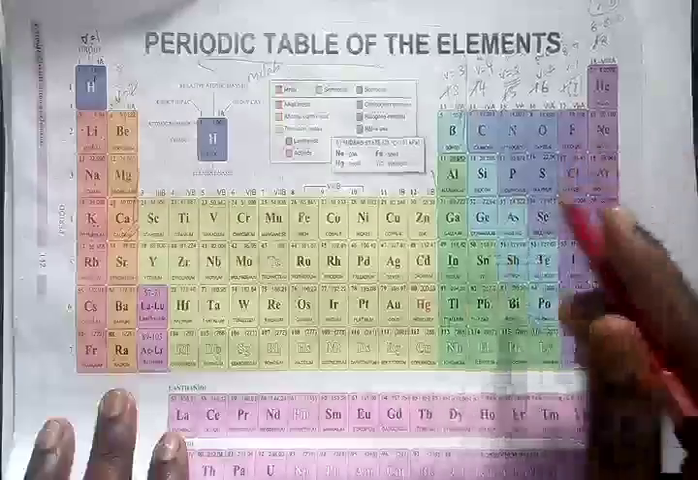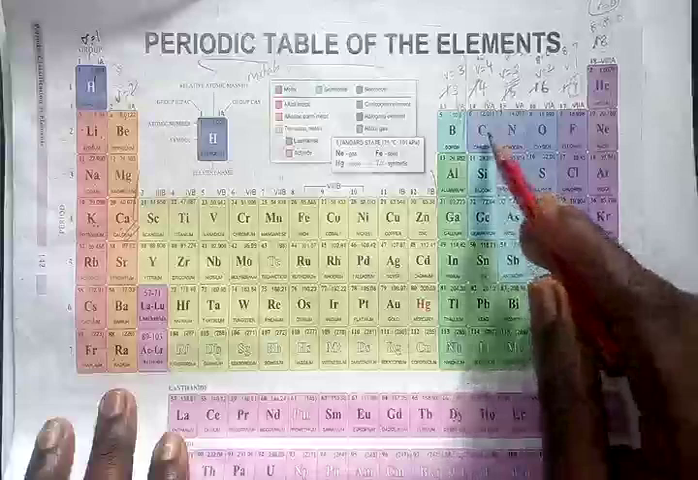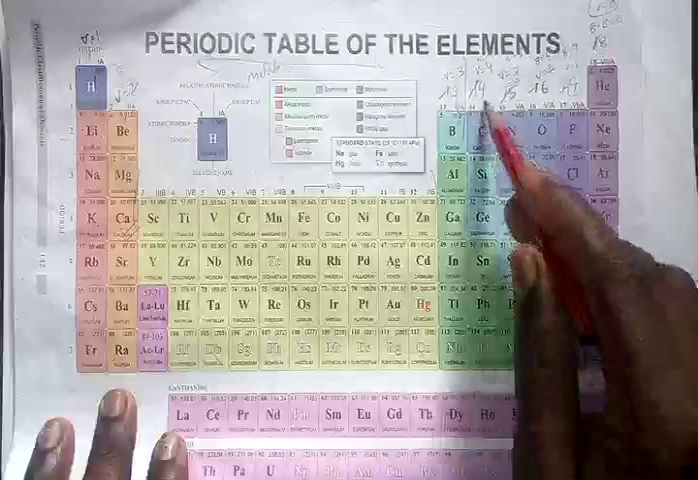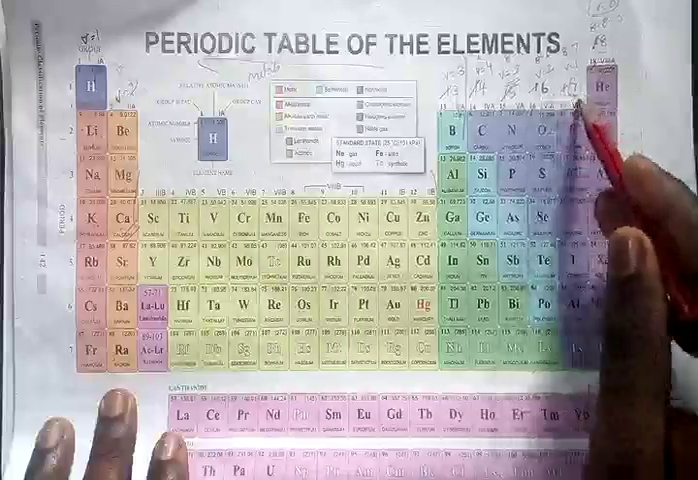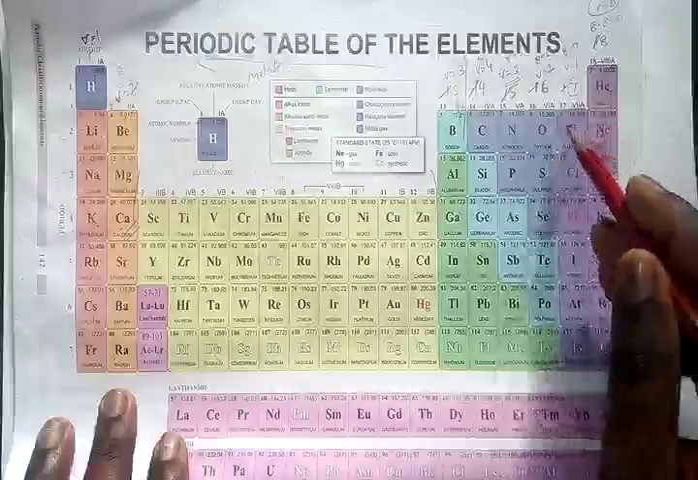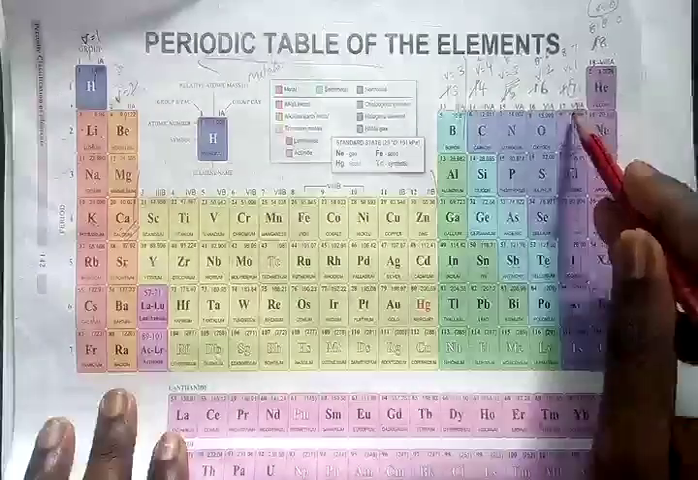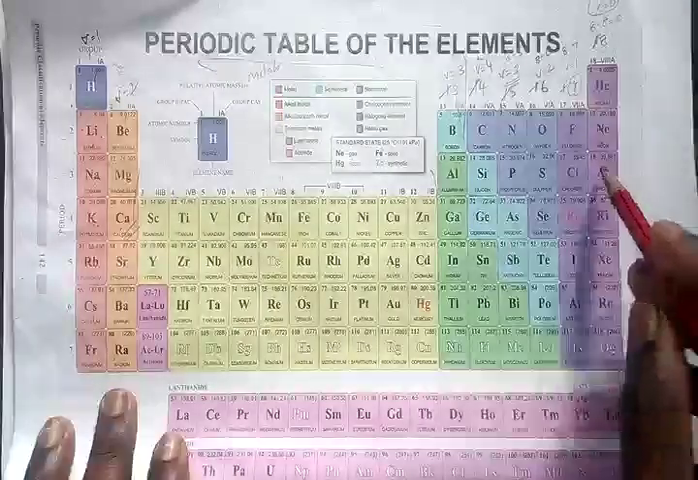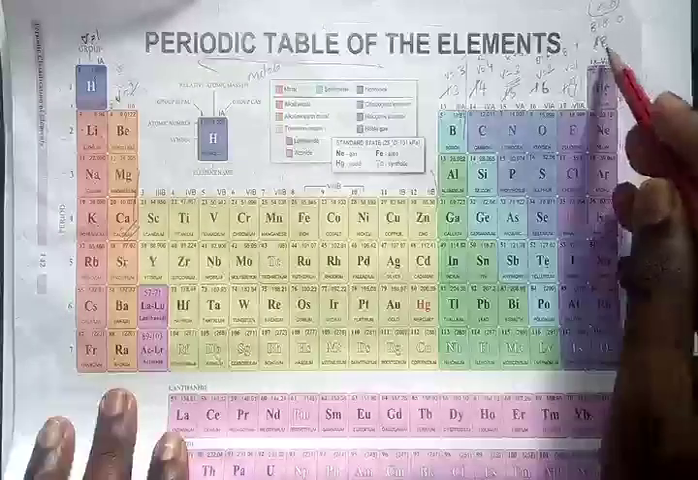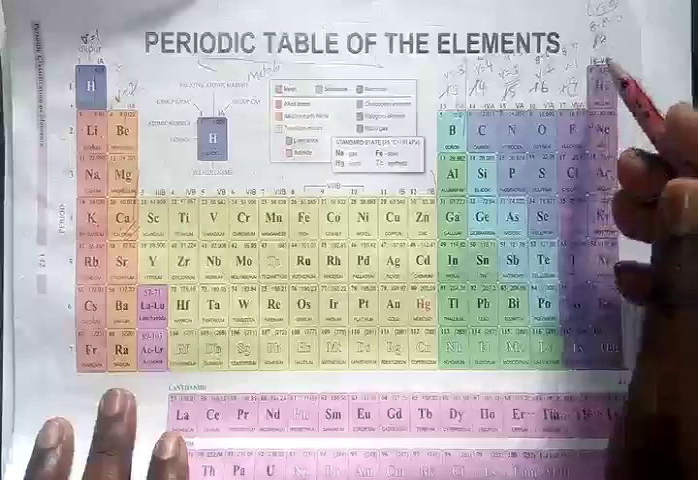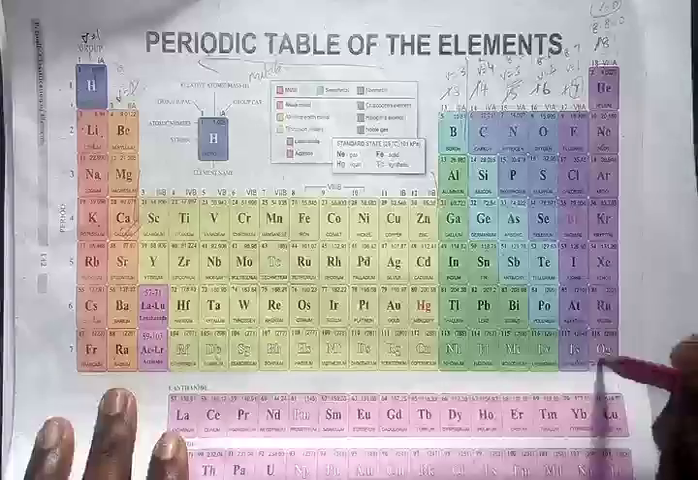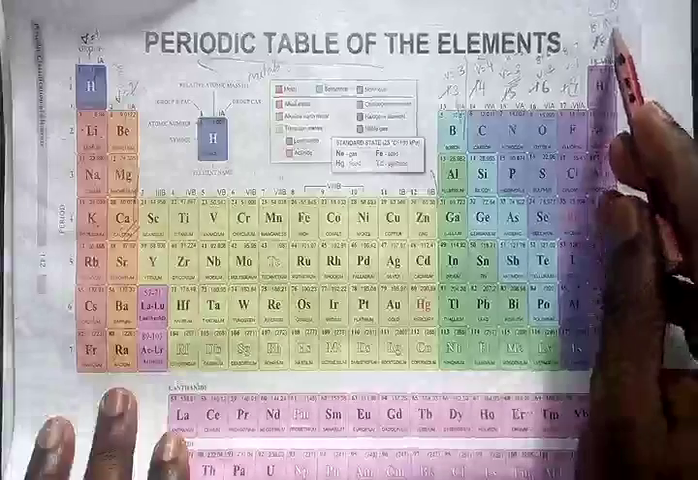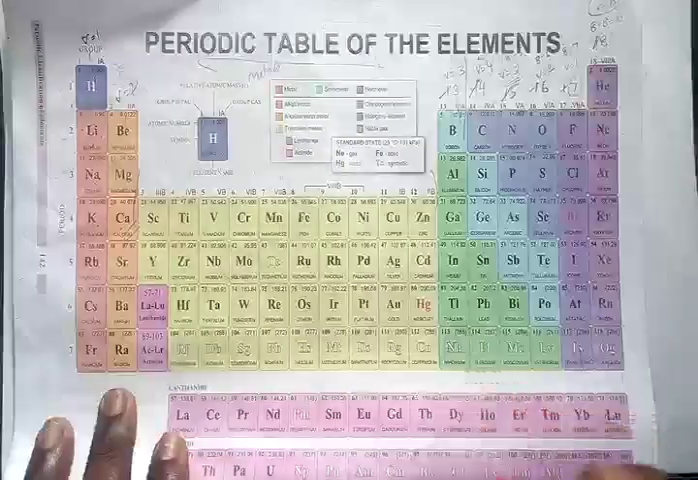On the right hand side we have non-metals. Non-metals usually have 4, 5, 6, 7 valence electrons in the last shell, so they all belong to non-metals. When any element has 8 electrons in the last shell, it belongs to the category called noble gases. They are called 0 valency, or otherwise 0 group.